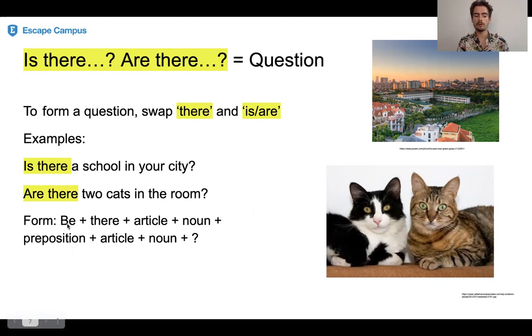So here is the form. First, we have the verb to be, are or is, then there. Next, we have our article, a or a number, then the first noun, then the preposition, another article, and the second noun.